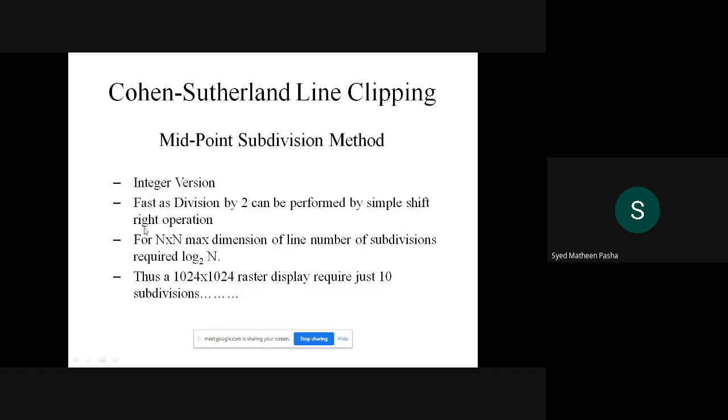Then for some dimensions, with respect to n cross n, the number of subdivisions of a line requires this formula, that is log to the base 2 of n. Thus, a 1024 cross 1024 raster display requires just 10 subdivisions. These specify the number of subdivisions required for a particular display with respect to some dimension. So these are some of the formalities as well as advantages you need to remember with respect to the midpoint subdivision method.